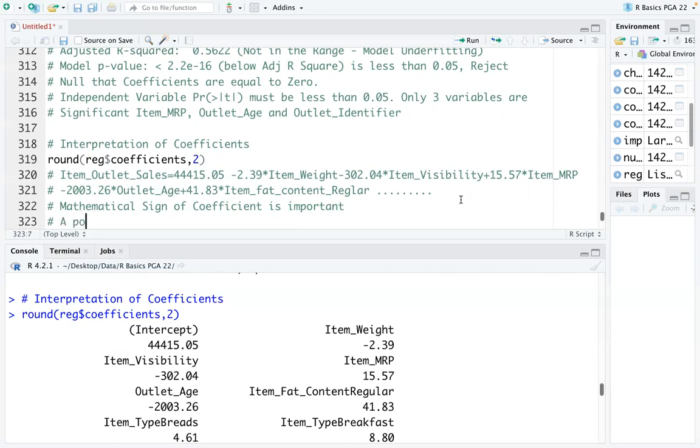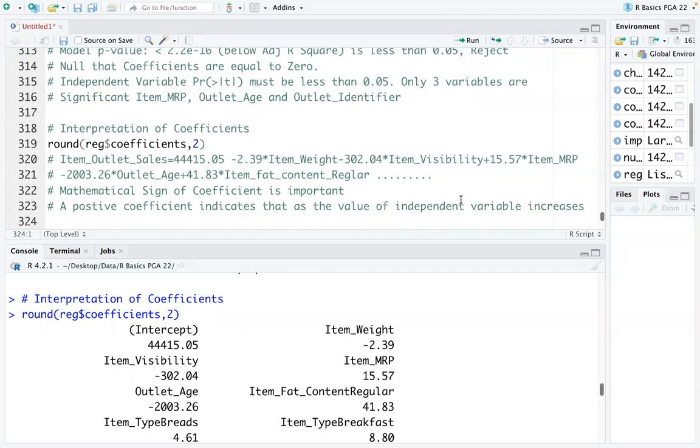A positive coefficient indicates that as the value of the independent variable increases, the mean of the dependent variable also increases. Actually, this is all about that.